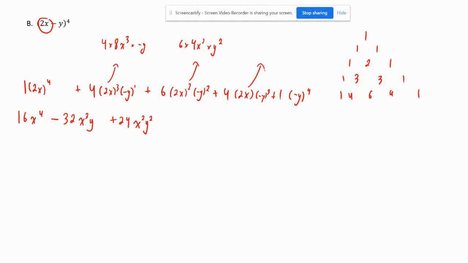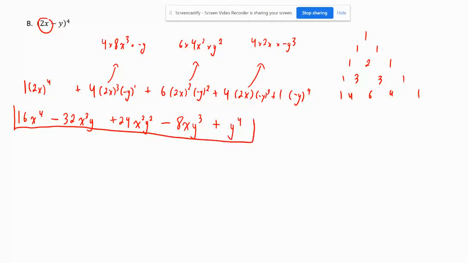Our next one here, we have 4 times 2x times negative y cubed. 4 times 2 is 8, times negative is negative 8x y cubed. Our last one, negative y to the 4th, is just going to be positive y to the 4th. So here's our answer for 2x minus y to the 4th.